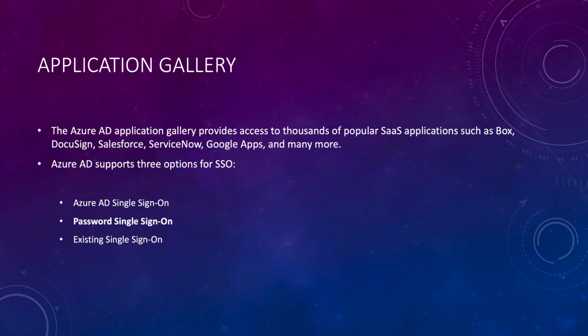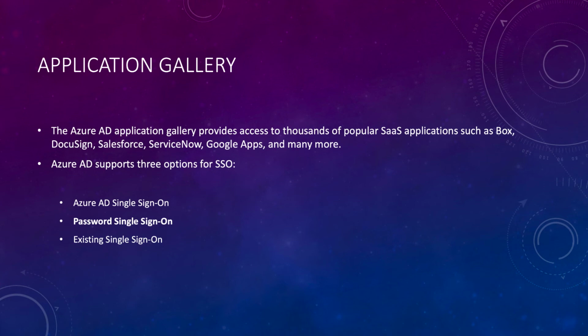And finally, you can do SSO using the existing single sign-on. So you use an existing Active Directory Federation Services, or ADFS, or other third-party providers for SSO. That is what happens when you're using the existing single sign-on.